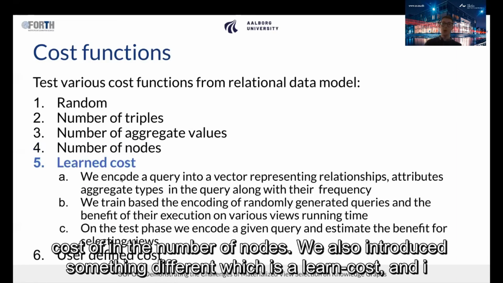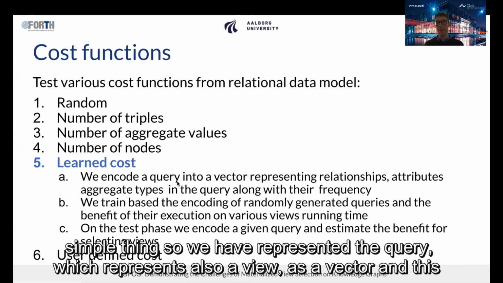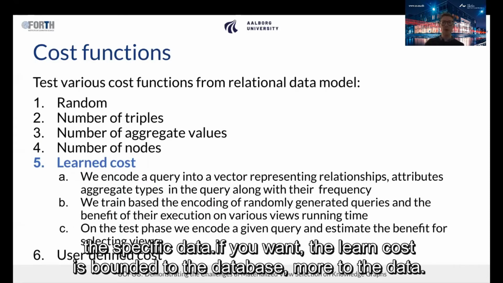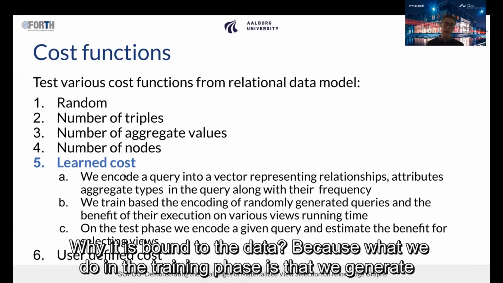We also introduced something different, which is a learned cost. And I want to spend a bit of time here because I think it's an interesting thing. We have done a very simple thing. We have represented the query, which represents also a view, as a vector. And this vector roughly represents some characteristics of that view. Therefore, it is not bound to the specific data. Actually the learned cost is bound to the database, more to the data. Why is it bound to the data?